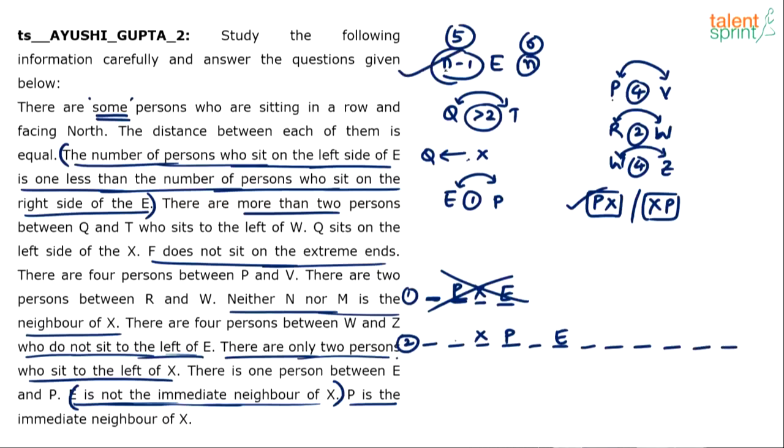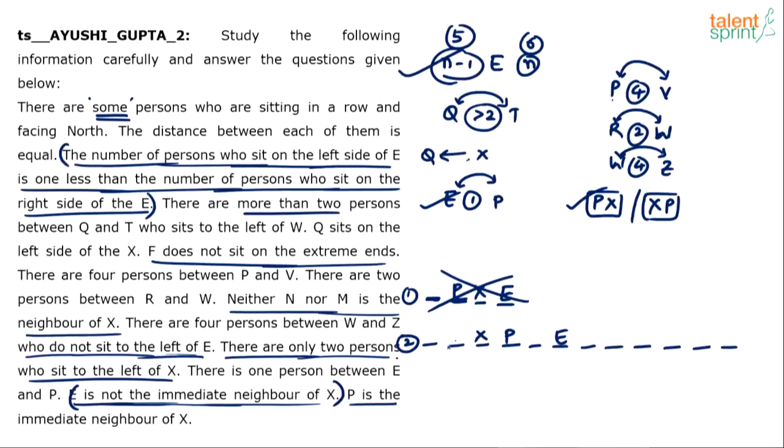Now we are in a state where we know the total number of positions. Only these things have to be fixed here. There are 5 positions on the left of E and 6 positions on the right of E. So we have used this point, we have also used this one. Now, if you look at this point, it says Q comes on the left of X. Our representation is that Q comes on the left of X.